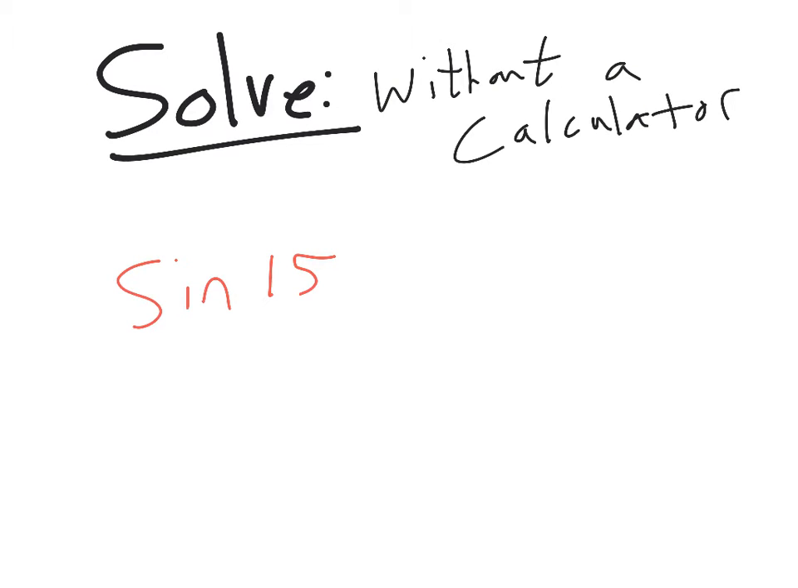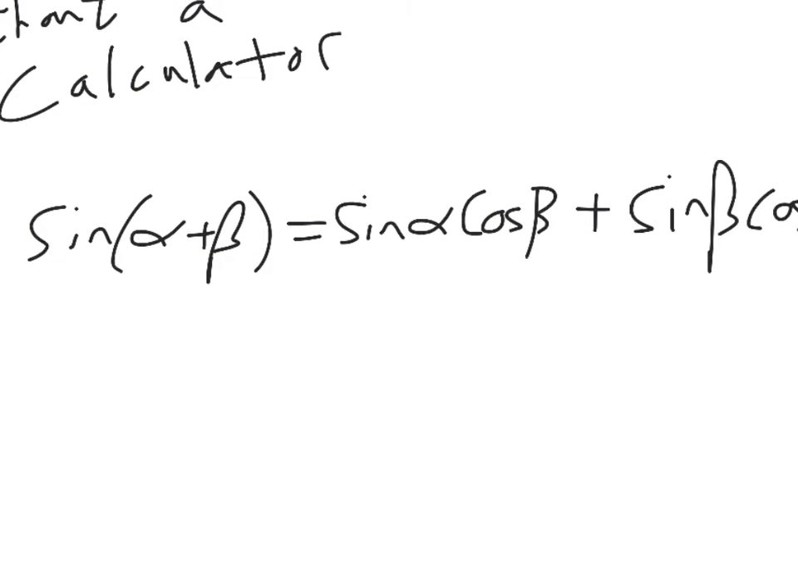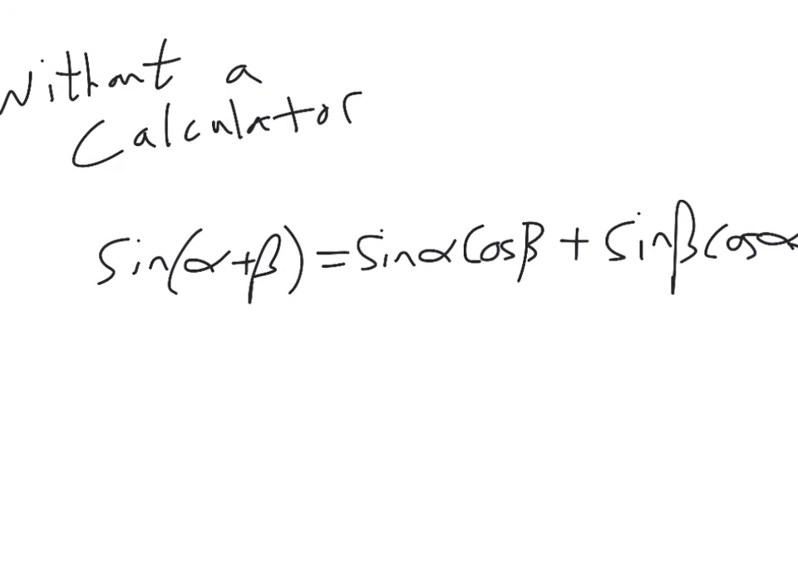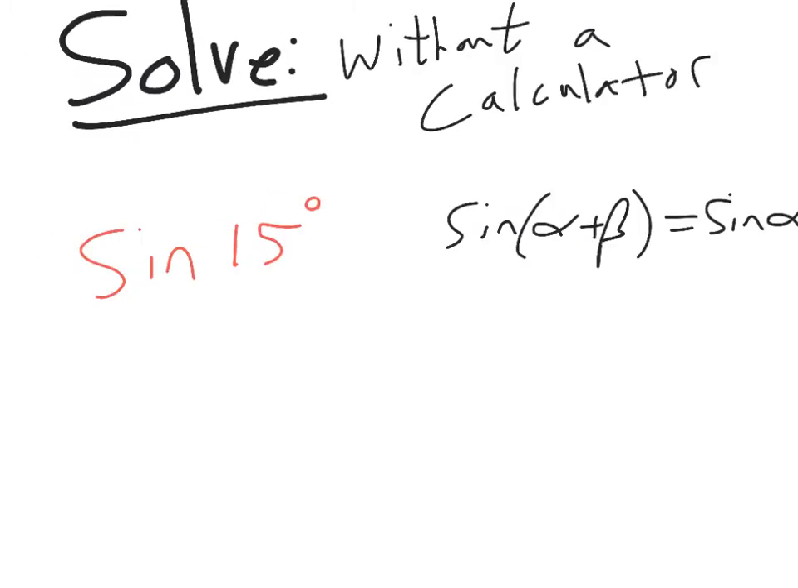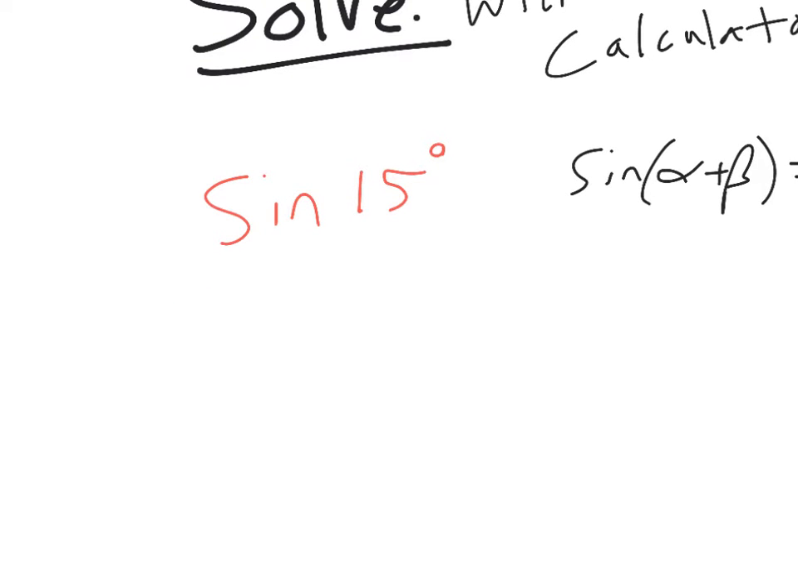So if you're asked to solve what sine of 15 degrees is without a calculator, you can use one of these identities to help you. Okay, so this is a given fact that if you have a sine of two angles, you can break it up into these two separate terms: sine of alpha, cosine of beta, plus sine of beta, cosine of alpha. So let's use that to rewrite this in red here.